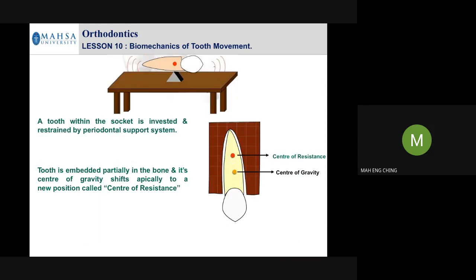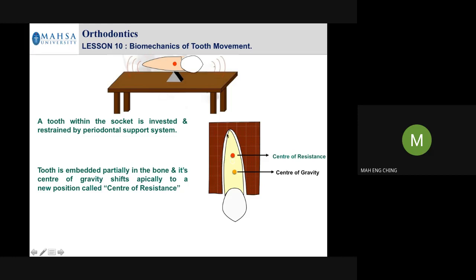So an object within a socket is invested in and restrained by the support system. But for the tooth, it's different because the tooth is invested in the periodontal tissue, which is your periodontal ligament and the bone or the soft tissues, the gum. So it changes the center of gravity. The tooth is embedded partially in the bone, and the center of gravity shifts apically to a new position, which is called the center of resistance. If they are not invested in the surrounding tissue, then there's a center of gravity. But if invested in the periodontal tissue, then the center of gravity moves apically to the new position, which is called the center of resistance. So that should be the original center of gravity without the surrounding structures.